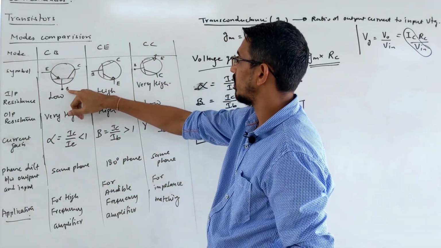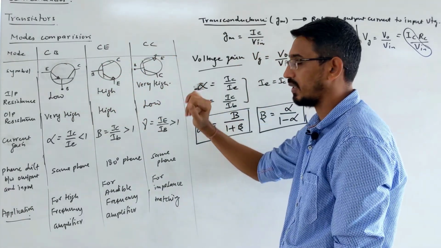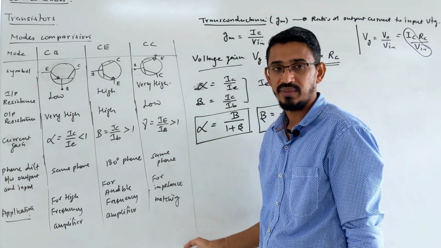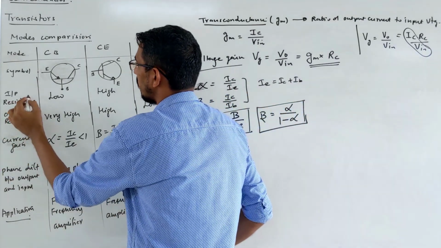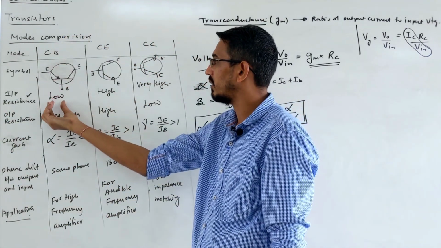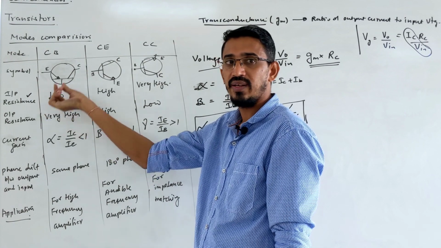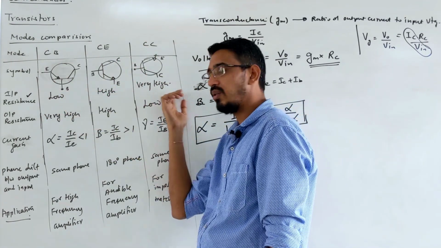Common base means base should be common, common collector means collector should be common. Generally we don't talk about common collector in our syllabus. Okay, some properties I wrote on this side. What about the input resistance of common base mode? Very low, correct. Then common emitter high, common collector very high. There is a proper order you have to remember.